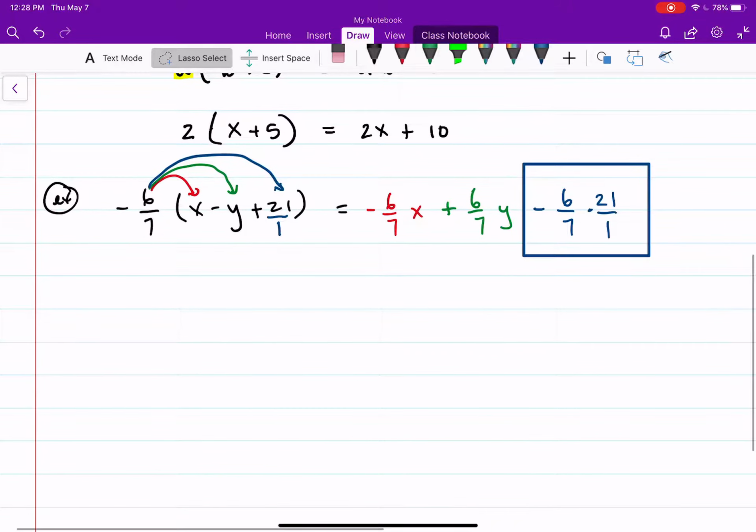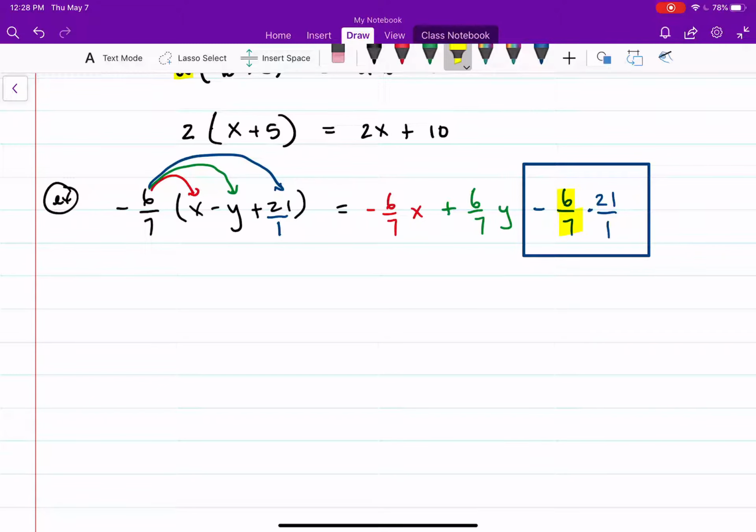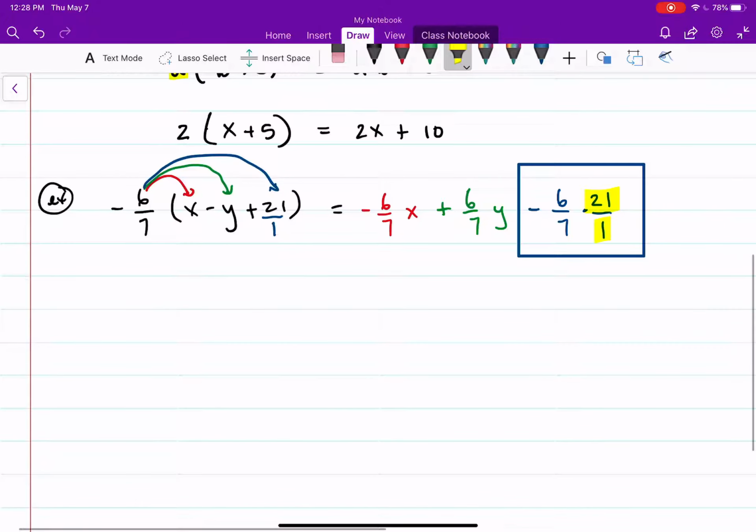So again, I look at this, right? Is there anything going into 6 and 7? The answer is no. How about 6 and 1? Definitely not. So I look at 21 and 1. Nope. How about 21 and 7? Yes, there is something that goes into those two. What does? 7 does. 7 goes into 7 one time. 7 goes into 21 3 times. Okay. Awesome. So look at the bottom. The bottom is going to be 1 times 1, which is just 1. And the top is going to be negative 6 times a positive 3. They're opposite signs, so therefore the result is going to be negative.